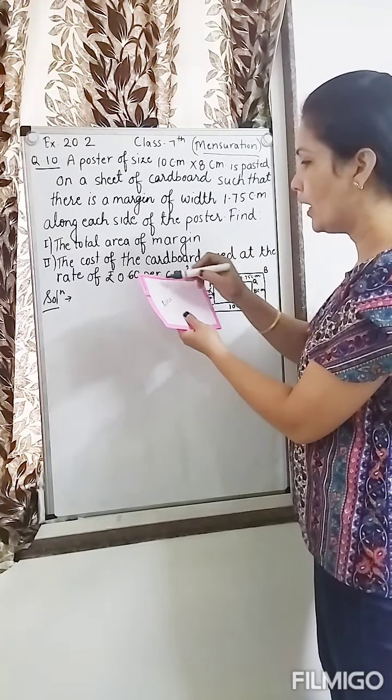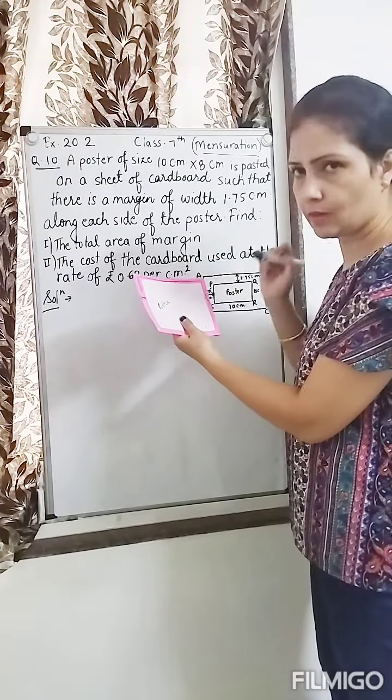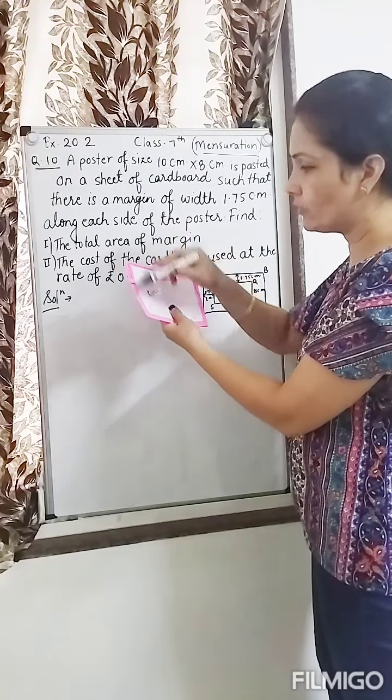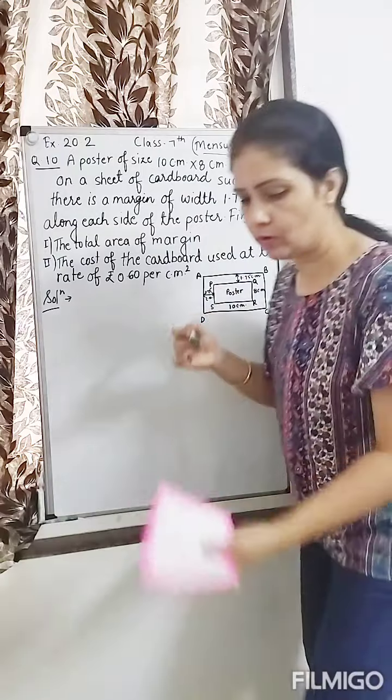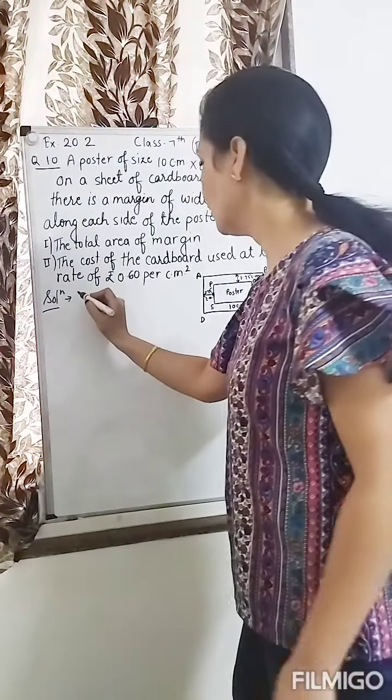So what we will do? First we will find out the area of the poster. Then we find out the area of the cardboard. Then we will do it step by step. I will tell you later on. Okay. So first we will see what we know.